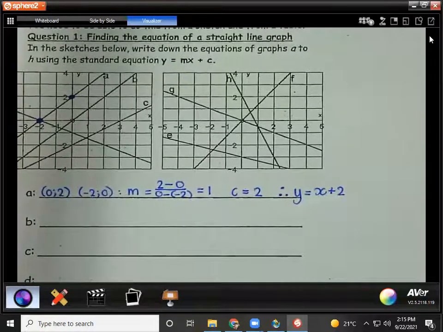Okay, that's what you have to do for all of these, guys. First find 2 points, then you calculate the gradient, then you write down your c value, then you write your equation. Okay, I'll give you some more time. I'll give you until half past. And then whatever you haven't finished by then, you'll have to finish at home.